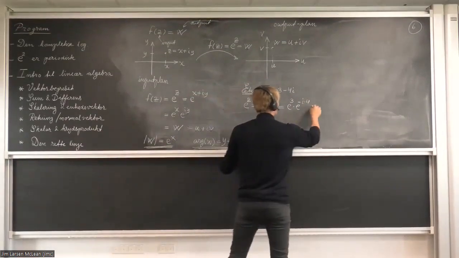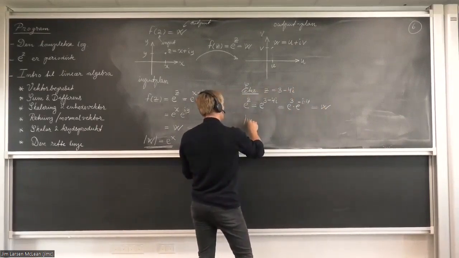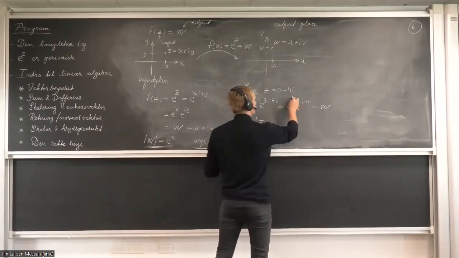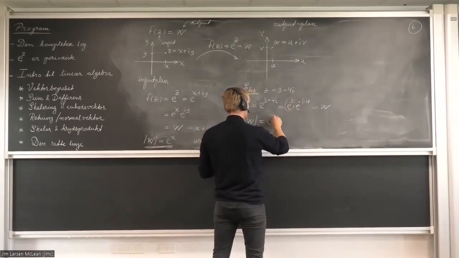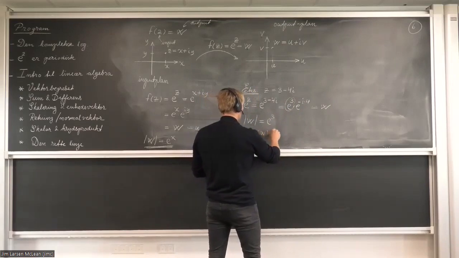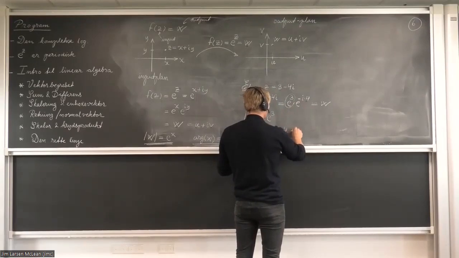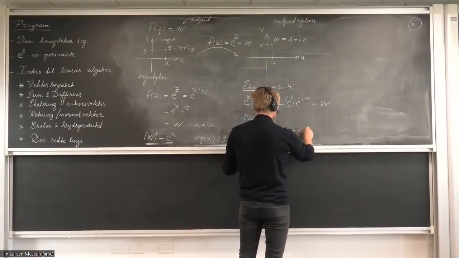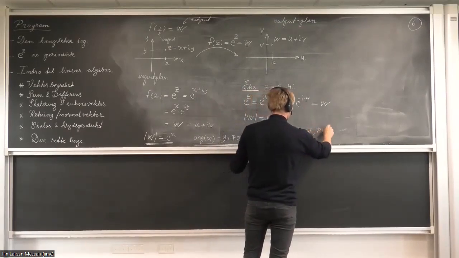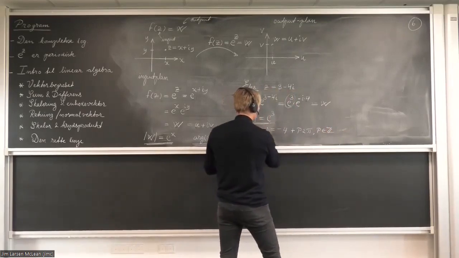So this right here is my w. That's my output. And I can now see that the modulus of my output becomes this number, that is e^3. And all the arguments for w will be minus 4 radians plus an integer times 2π. So that's the answer.